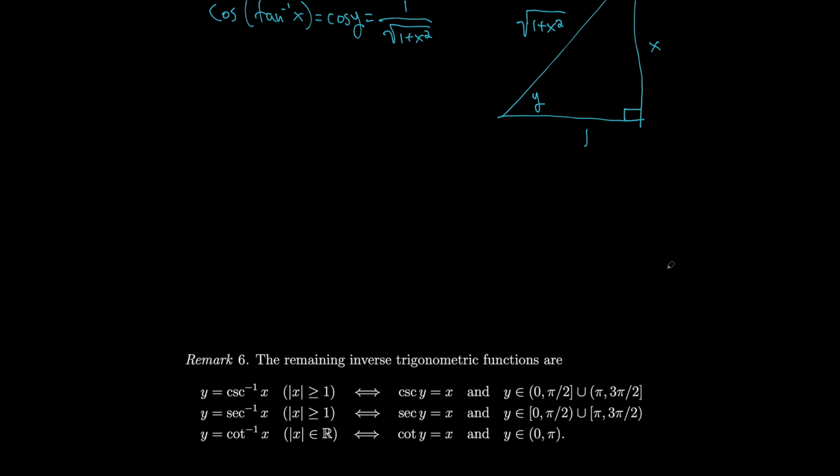All right, last but not least, we have a couple of other inverse trigonometric functions: cosecant inverse, secant inverse, and cotangent inverse. They're pretty much exactly what you would expect. They're functions that return the y value for cosecant y equals x, the y value for secant y equals x, and the y value for cotangent y equals x, assuming that you restrict their domains accordingly.